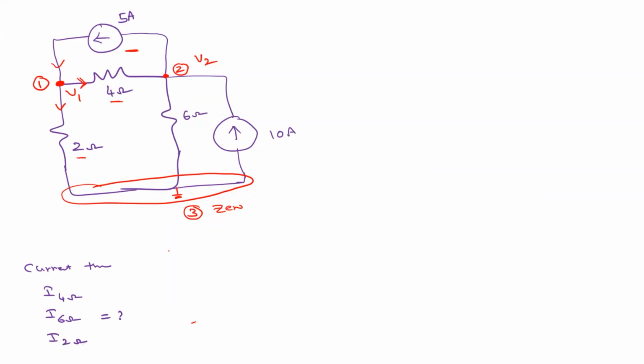So now apply KCL at node A or node 1. So what does it result in? 5 equals (V1 minus V2) upon 4 ohm plus (V1 minus 0) by 2 ohm. So this is equation 1.